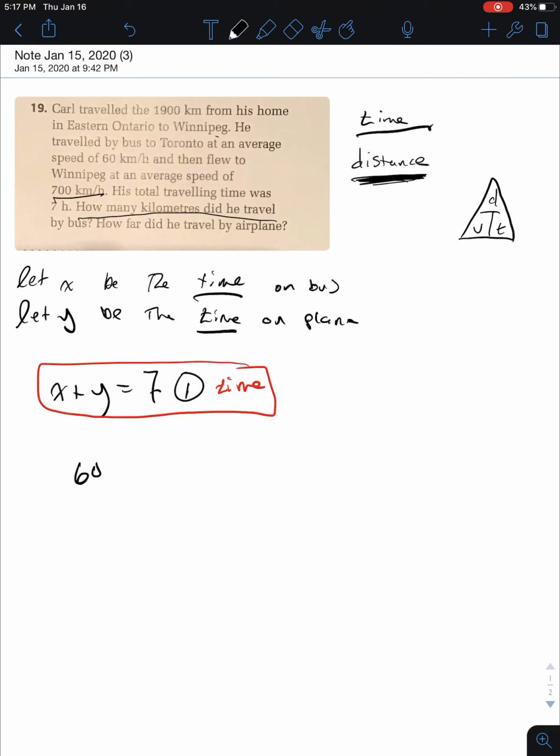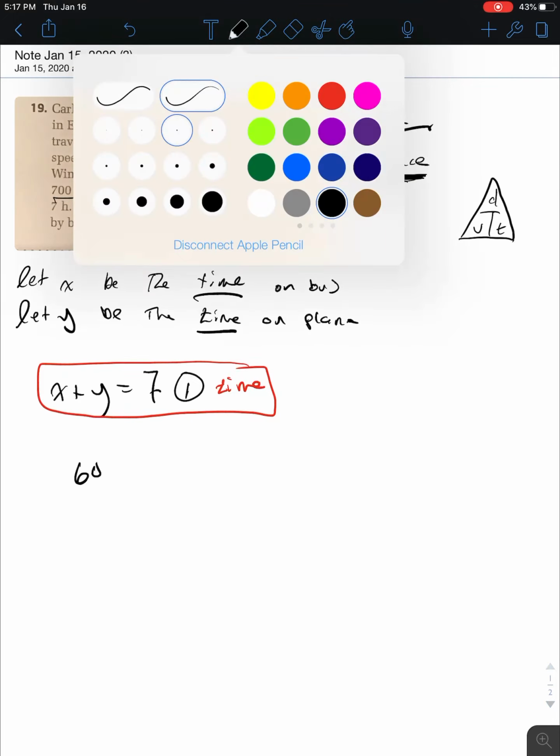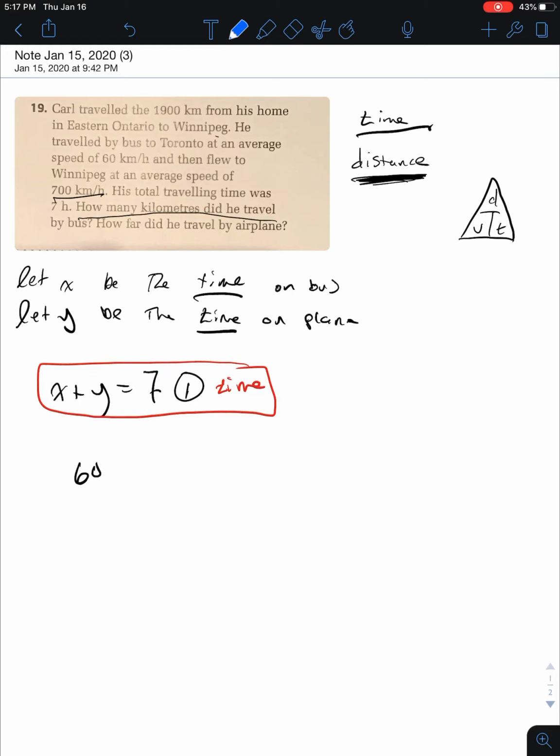So 60 is for the bus, right? If I'm given the speed, what do I have to do in order to get the distance? Divided by time. Okay, careful. Let's do a simple check: if my units for speed are kilometers per hour, how do I just get kilometers out? Because that's ultimately distance, right? Take away the hours. Exactly.